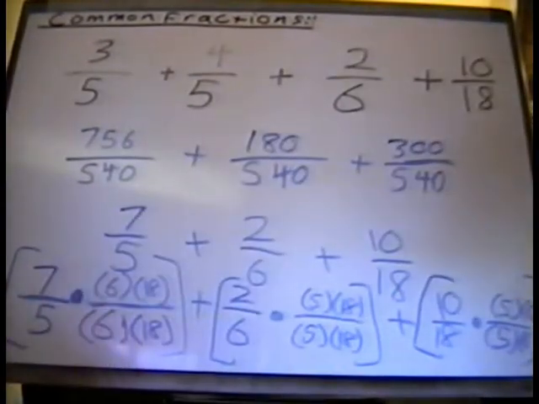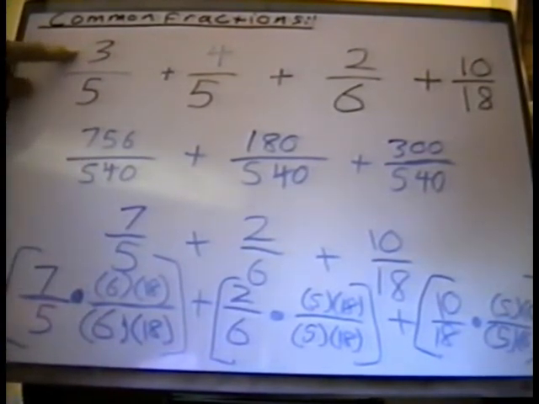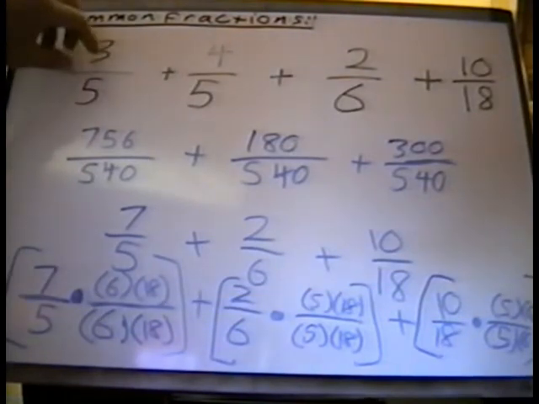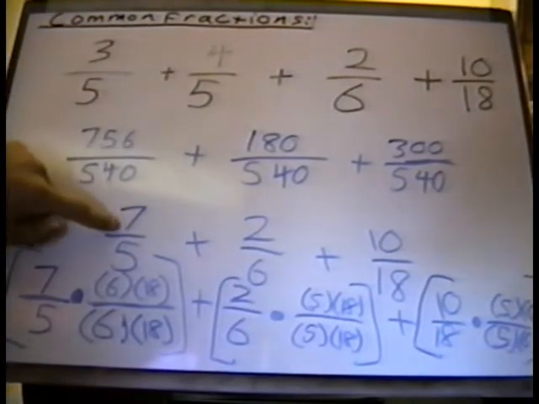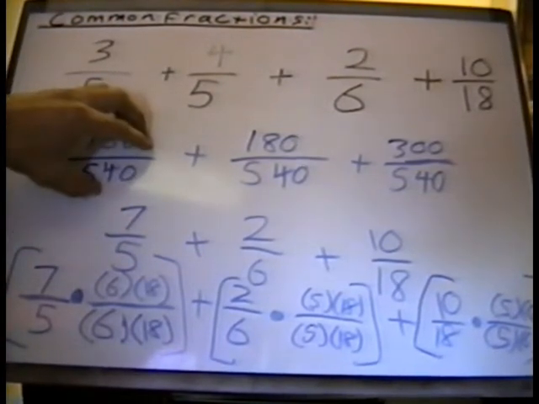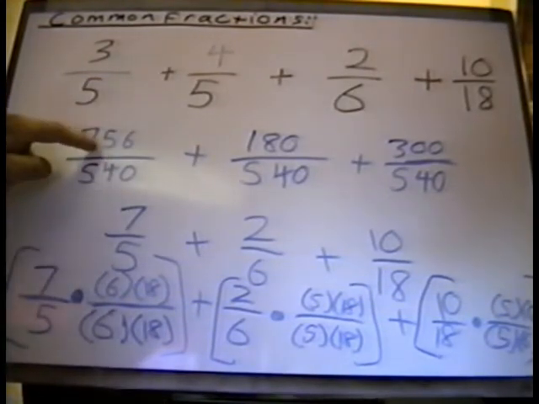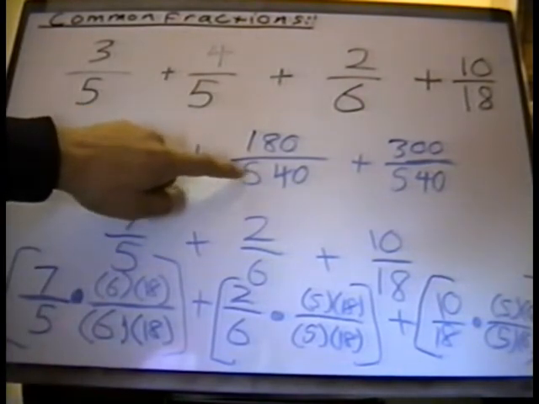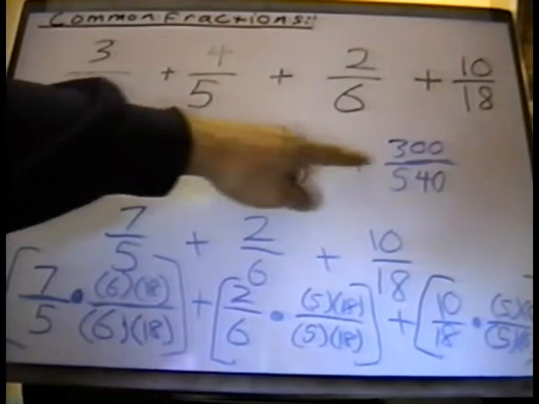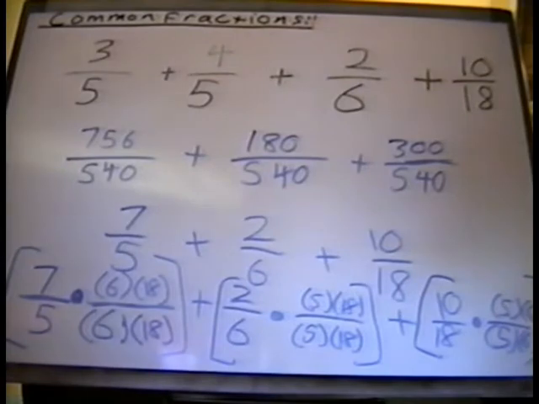Okay? Now here we first added 3/5 plus 4/5 to give us 7/5. Now this is our equivalent of the 7/5 after we change the denominator. So 756 over 540 is equal to 7/5. Here 180 over 540 is equal to 2/6. And 300 over 540 is equal to 10 over 18. Okay?